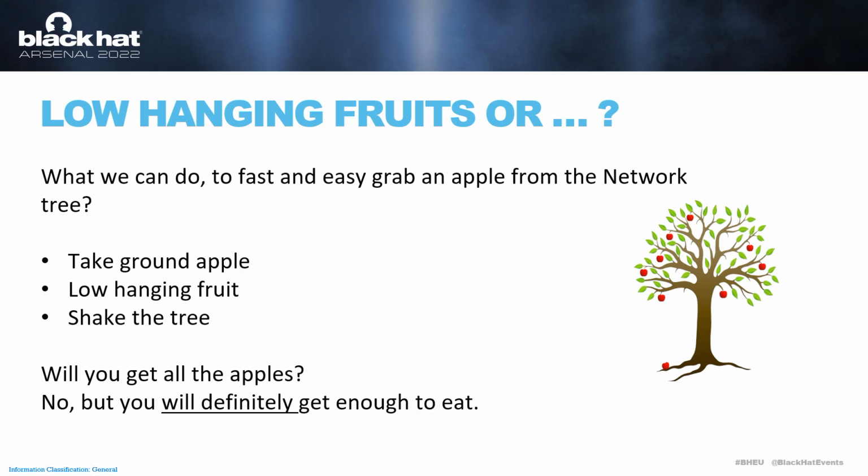During my bug bounty journey, I was thinking about how I can automate the vulnerability search process. Just imagine you have some scope, and let the scope be some sort of network tree. What can we do to quickly and easily grab an apple from this network tree? First of all, you can take some ground apples, try to pick up low-hanging fruits if you are tall enough, and check the tree. Will you get all the apples? No, but you will definitely get enough to eat.